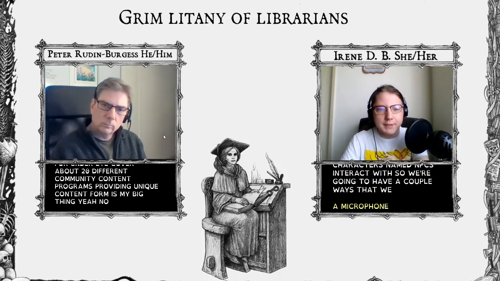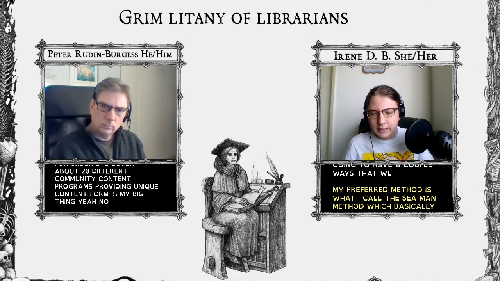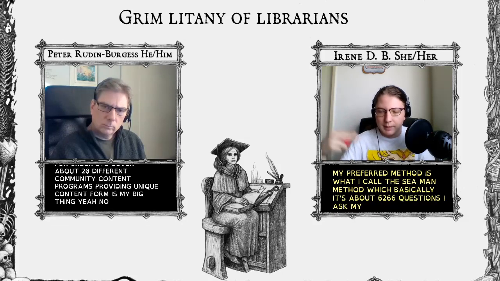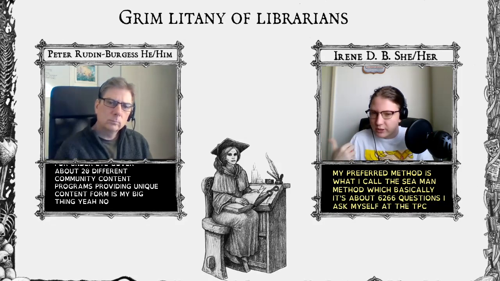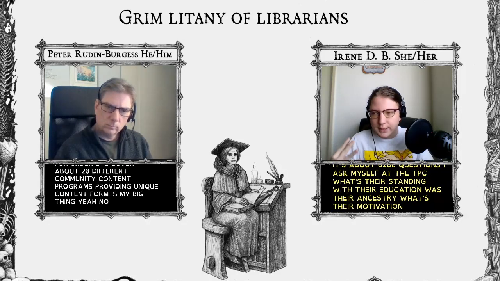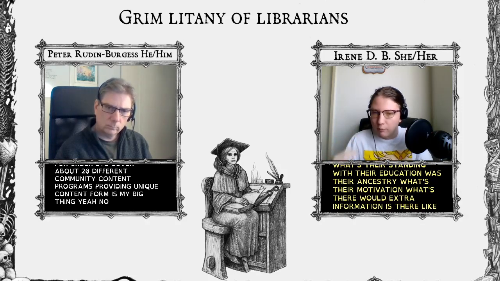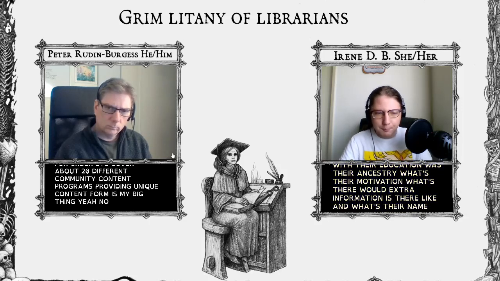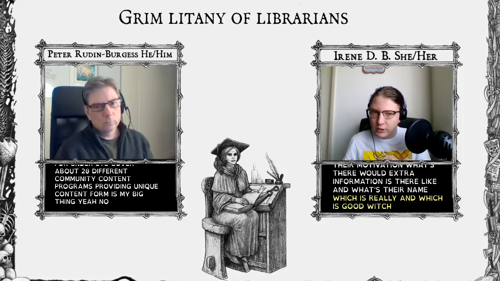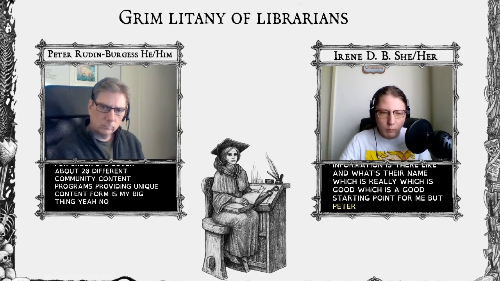My preferred method is what I call the C-Man method, which is six questions that I ask myself when I'm creating an NPC. What's their standing? What's their education? What's their ancestry? What's their motivation? What extra information is there, like what are their pronouns? And then what's their name? Which is a good starting point for me. But Peter, what methods do you use?